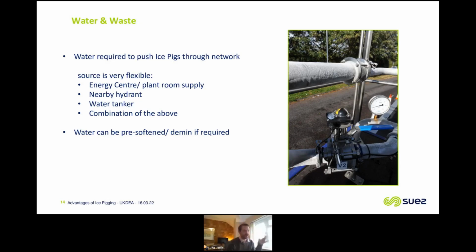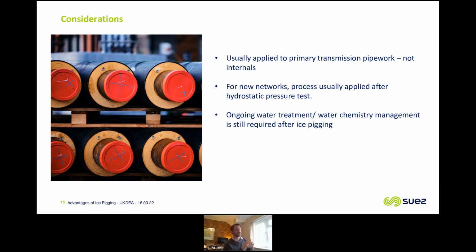You can push it through with any fluid, so we need a water source. But apart from that, it can be pre-softened, it can be demin. So depending on what the ongoing requirements for the water for the heating network are, that can be used, and it can help with the ongoing water treatment. You can use something that's concordant with your plan. In terms of some general considerations, it's usually applied to the primary transmission network, not to internals, so not to secondary systems or tertiaries. So that's where it's usually applied.